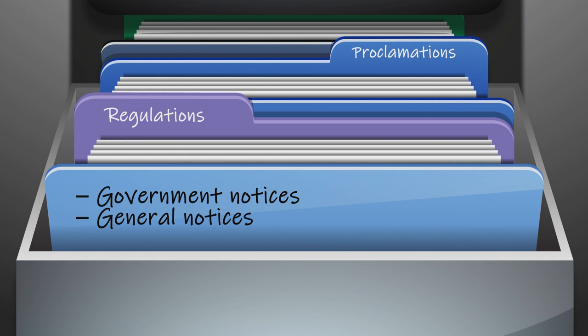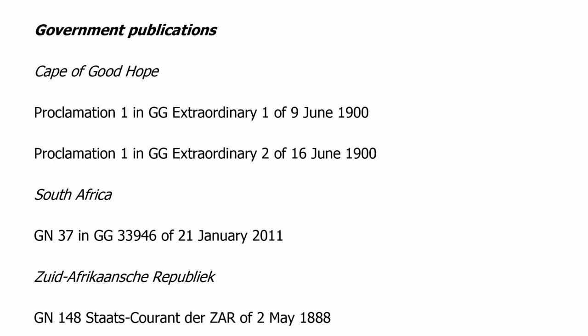National government publishes the Government Gazette to communicate messages of national importance to the general public. Government documents, such as government notices, general notices, regulations, and proclamations, should be listed here. Note that acts are also published in the Government Gazette, but they will be listed under the heading Legislation.